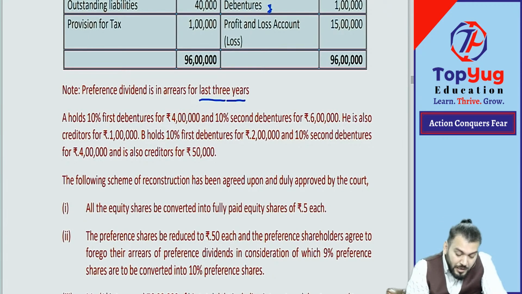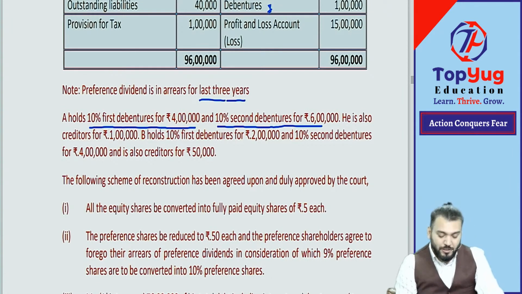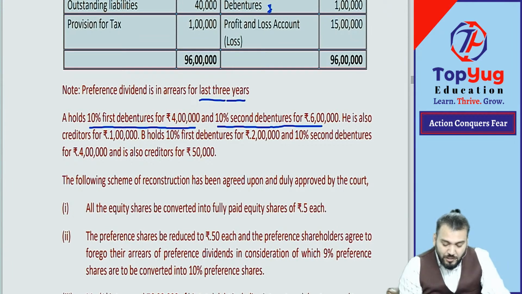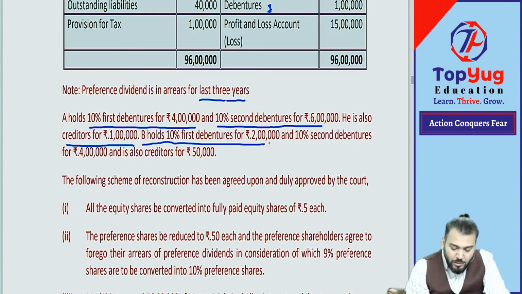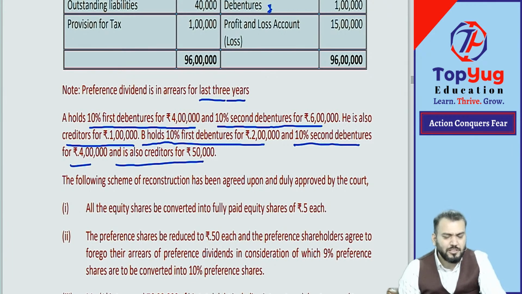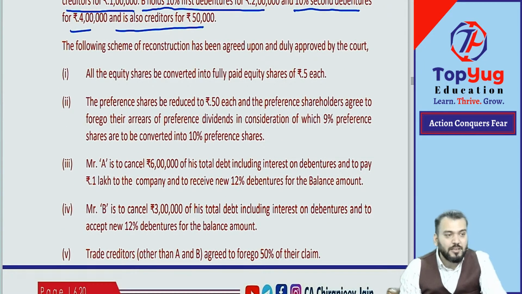A holds 10% first debenture for rupees 4 lakh and 10% second debenture for rupees 6 lakh. He is also a creditor of rupees 1 lakh. Similarly, there is one more person, B. B holds 10% first debenture 2 lakh and 10% second debenture 4 lakh and is also a creditor of rupees 50,000. They have given two individuals, A and B. The following scheme of reconstruction has been agreed upon, duly approved by the court. So let us read one by one and pass journal entries.